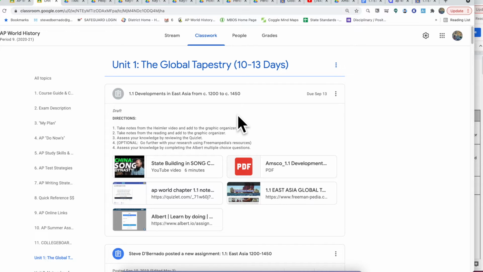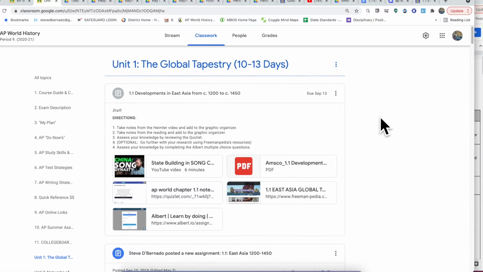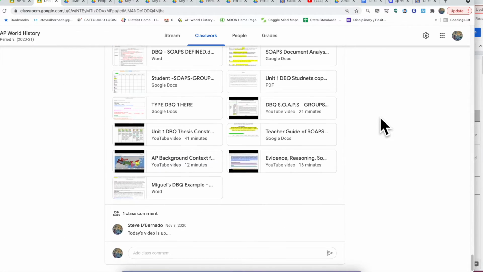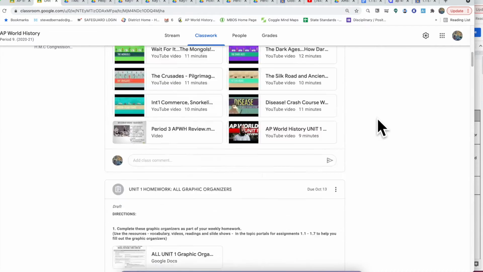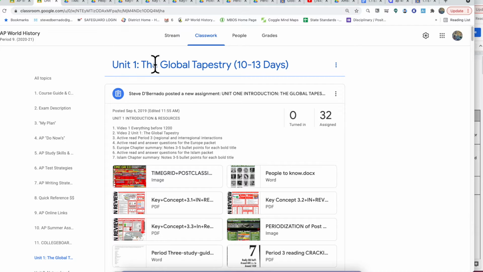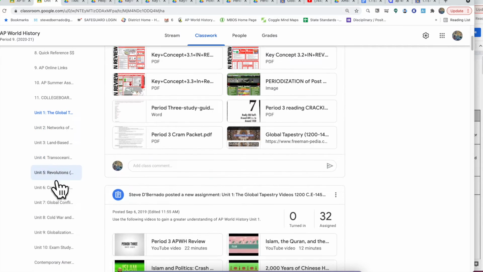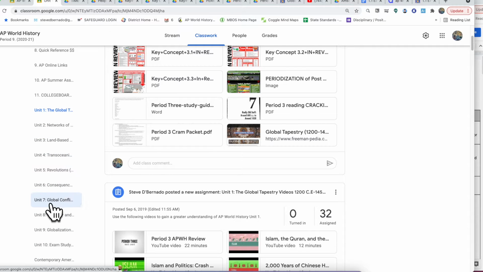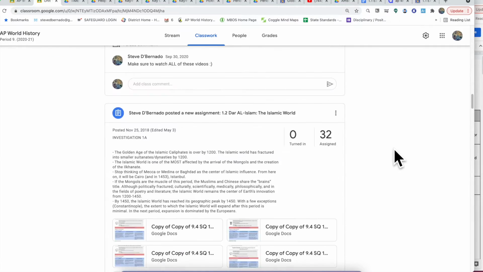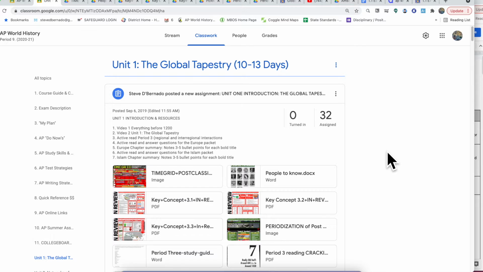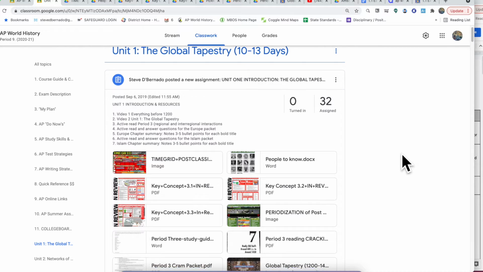For all of these units, it's a glitch in Google Classroom. When you click on a unit, what you actually have to do is scroll to the bottom of the unit and it'll refresh. And when you scroll back up to the top, this is the real beginning. Unit 1 Global Tapestry. So make sure you do that every time you click on a unit, no matter what unit you're on. So to repeat myself, click on the unit and then scroll all the way to the bottom of the page to refresh the page, and it loads all of the assignments, okay? This is Unit 1, the Global Tapestry.